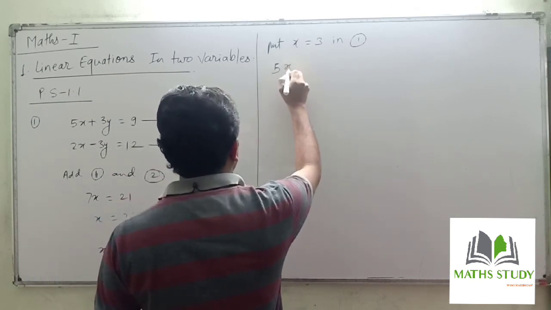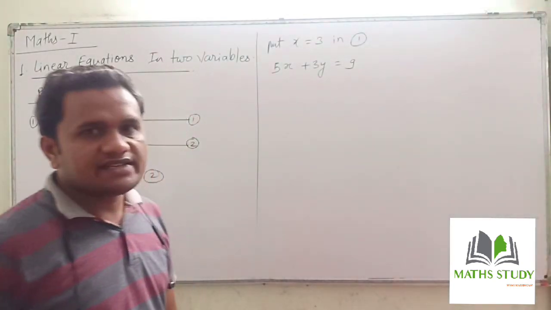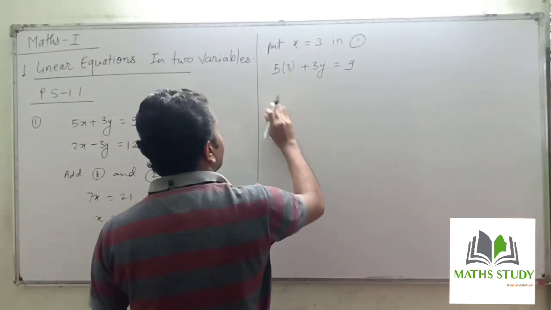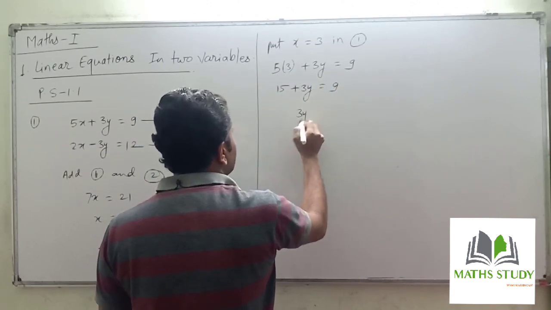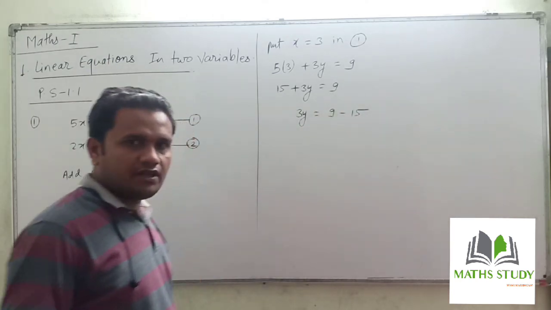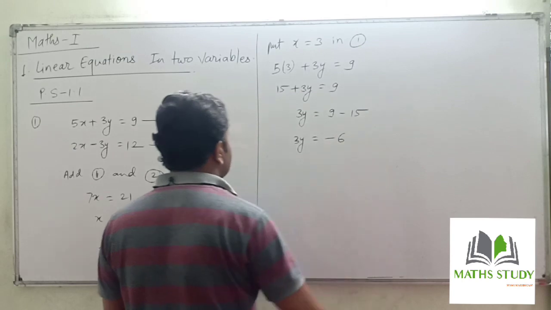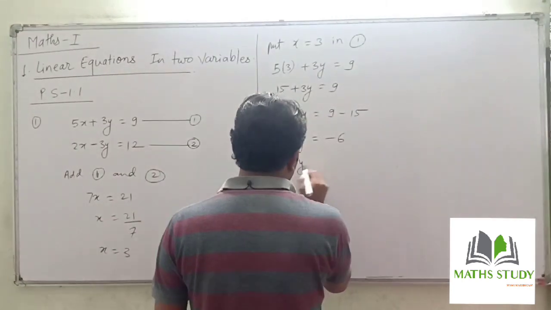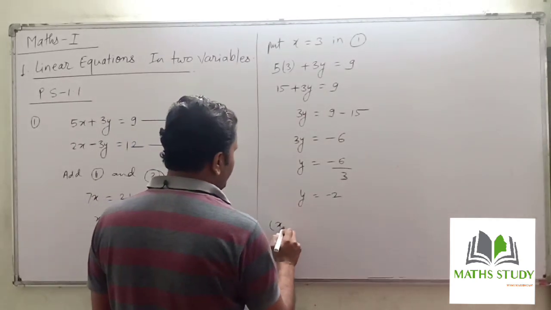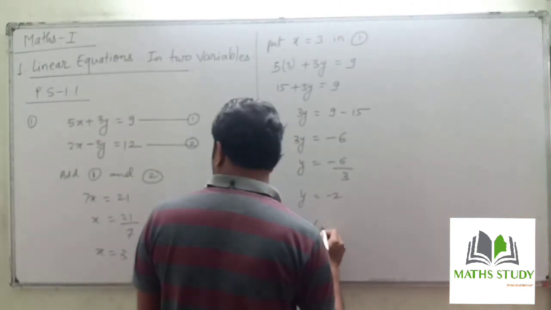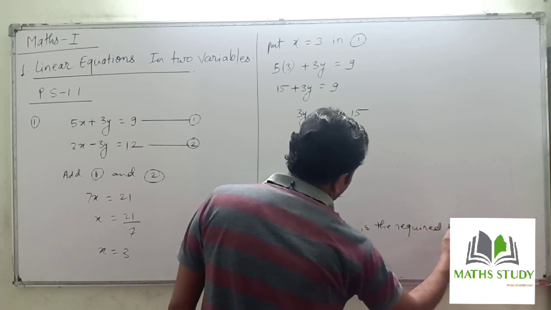First of all, I will write down the whole equation: 5x plus 3y is equal to 9. Now, in place of x we have to put x is equal to 3. Now we will solve that, which is an easy job. 5 3s are 15 plus 3y is equal to 9. 3y is equal to 9 minus 15. 3y is equal to minus 6. So y is equal to minus 6 by 3, y is equal to minus 2. In this way we got x comma y: the answer is 3 comma minus 2. It is nothing but the required solution.